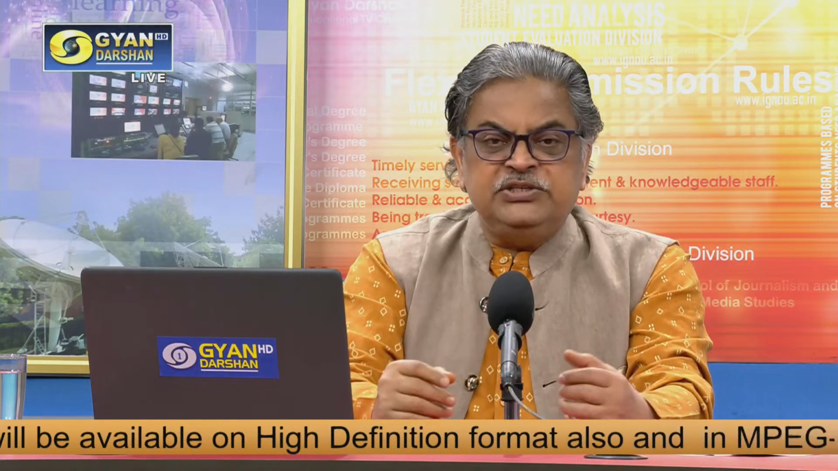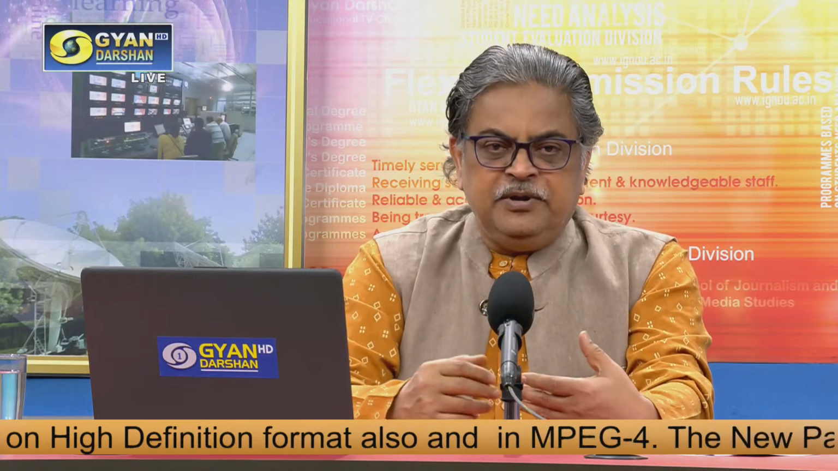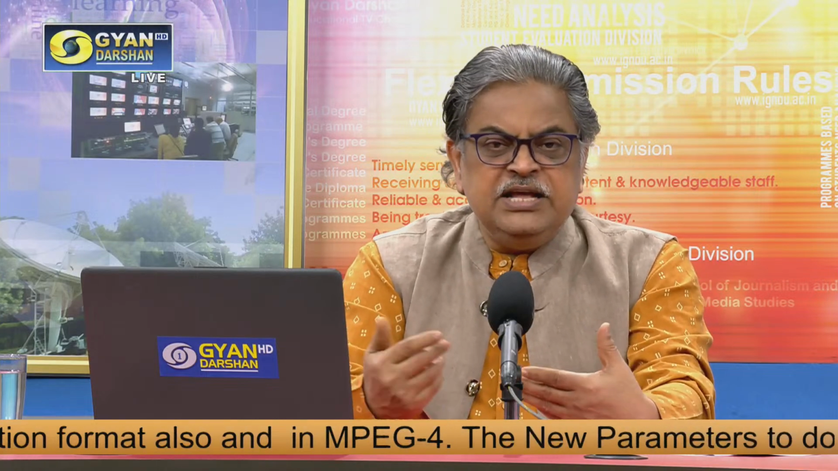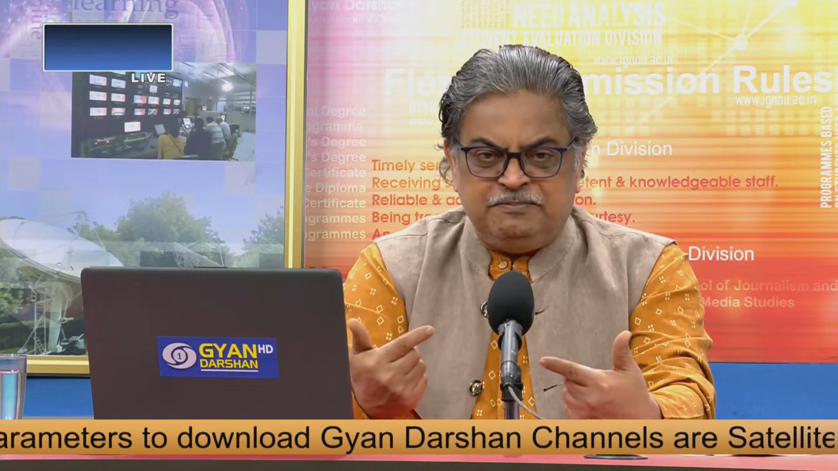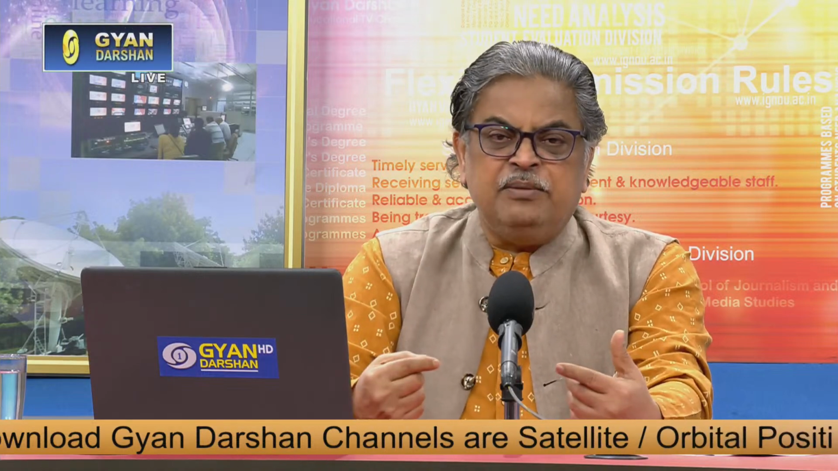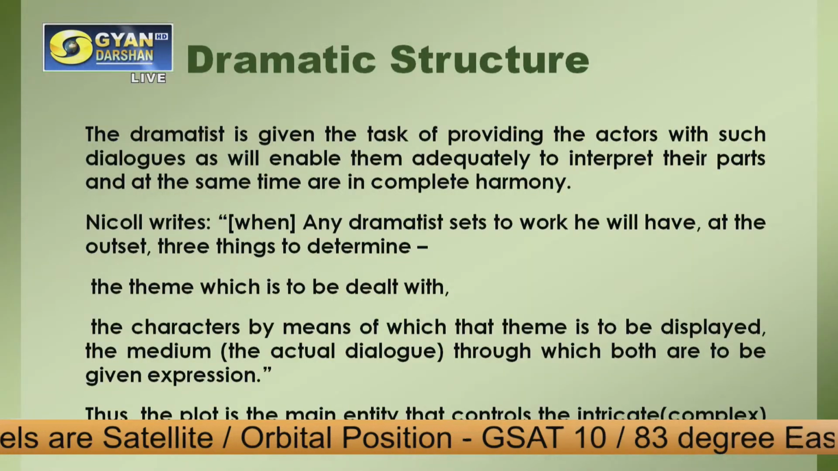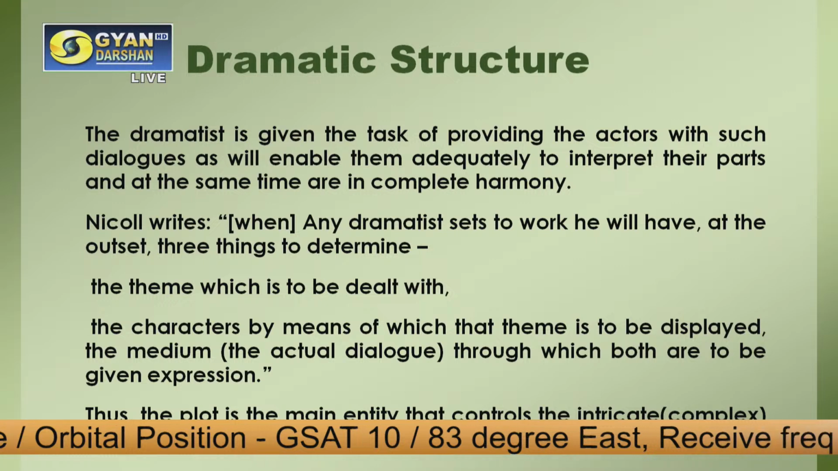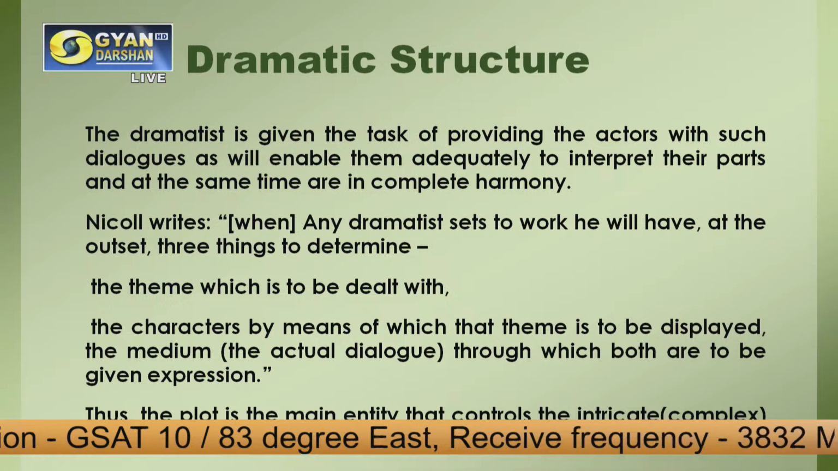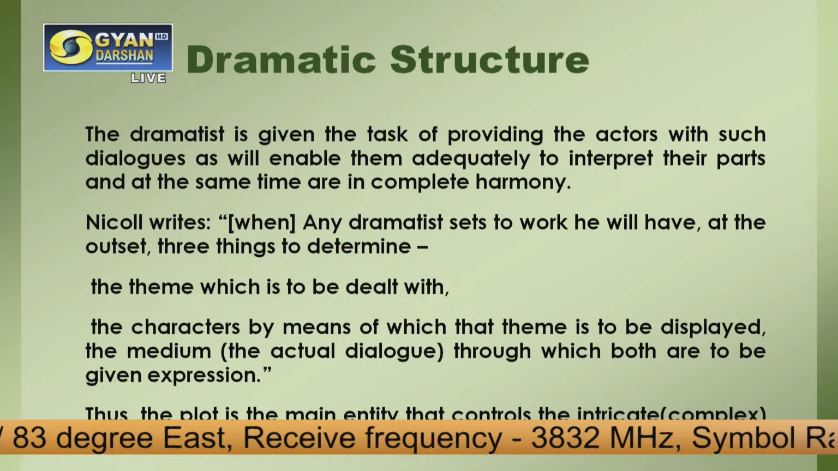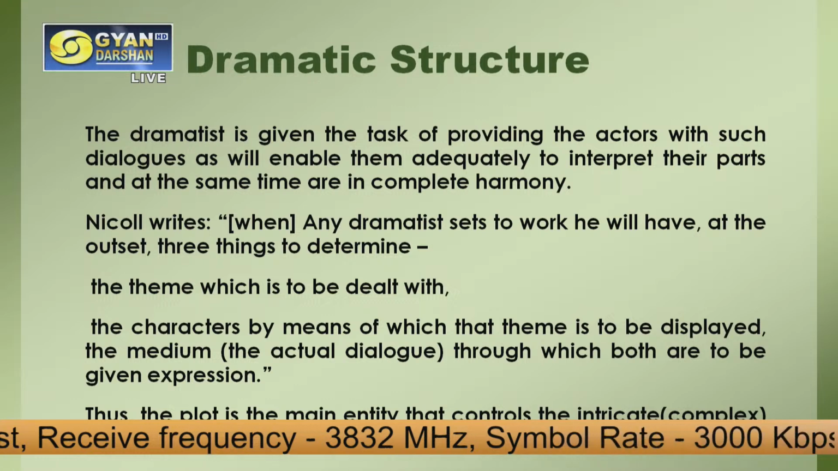So the playwright's first task is to make the audience understand the theme of the play. With the one theme in mind, the story is netted around the theme, and once you prepare that netting, that is what we call a plot, and then the characters come through your own story. The theme should be dealt with by characters by means of which that theme is to be displayed. The medium is actually the lines or dialogues through which both are given expression.